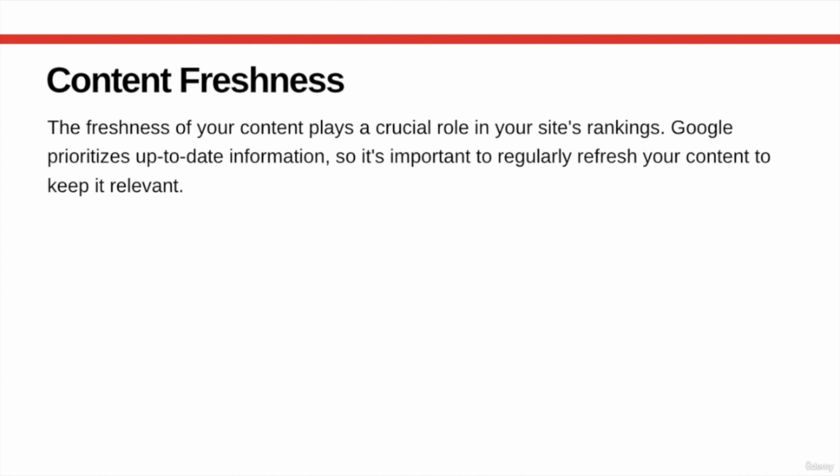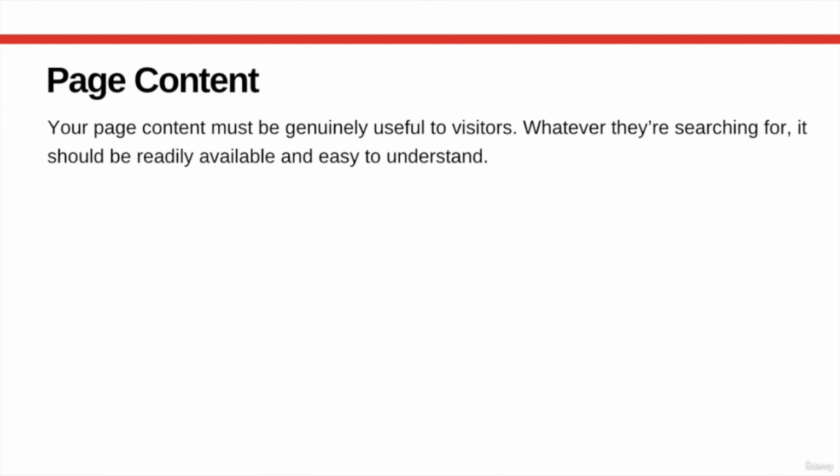First, content freshness. The freshness of your content plays a crucial role in your site's rankings. Google prioritizes up-to-date information, so it's important to regularly refresh your content to keep it relevant. Next, page content. Your page content must be genuinely useful to visitors. Whatever they're searching for, it should be readily available and easy to understand.